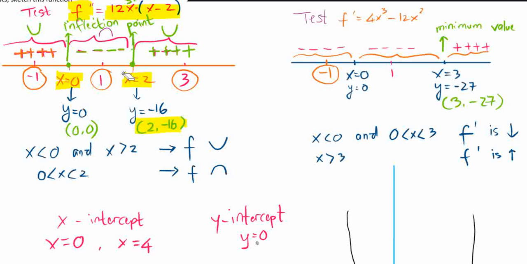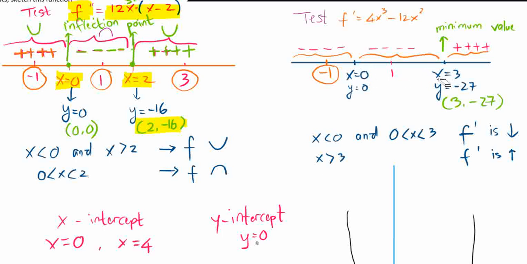From the second derivative test, when x is smaller than 0 and x greater than 2, this area and this area, the function is concave up. And when x is from 0 to 2, the function is concave down, with points of inflection 0, 0 and 2, negative 16.